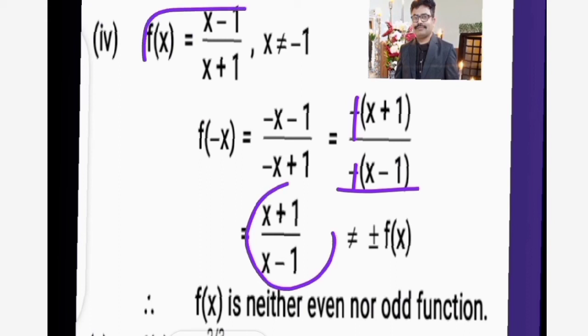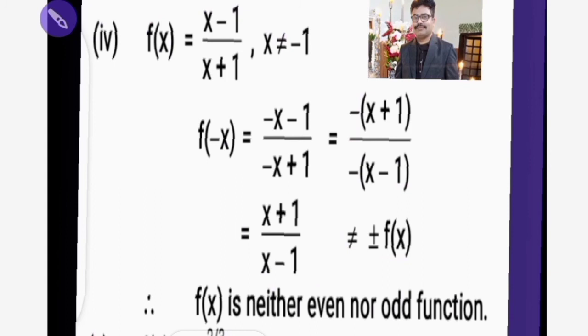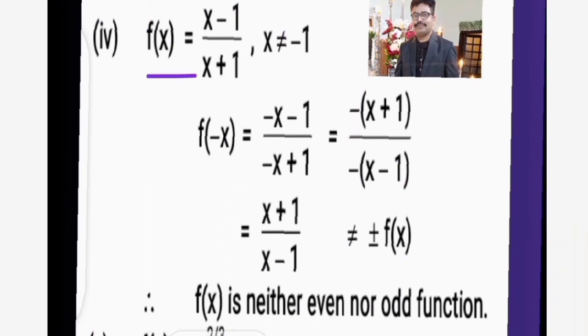This is not equal to the given function, as the given function is x minus 1 divided by x plus 1. Here is a reciprocal of the given function, but it is not equal to it. So f of minus x is not equal to f of x with plus or negative. So it is neither an even function nor an odd function, as we have done in Part 2.